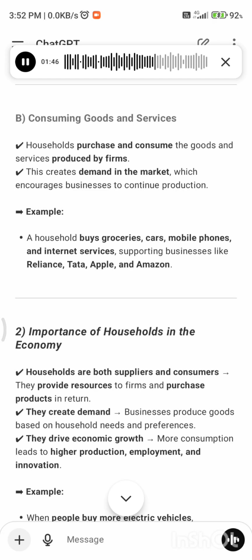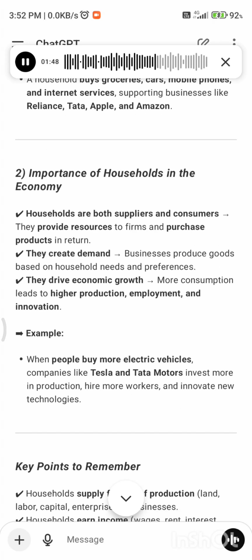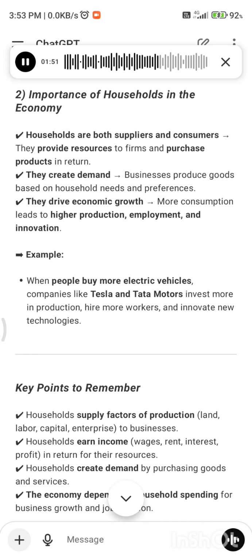Importance of households in the economy. Households are both suppliers and consumers. They provide resources to firms and purchase products in return. They create demand. Businesses produce goods based on household needs and preferences. They drive economic growth. More consumption leads to higher production, employment, and innovation. Example, when people buy more electric vehicles, companies like Tesla and Tata Motors invest more in production, hire more workers, and innovate new technologies.